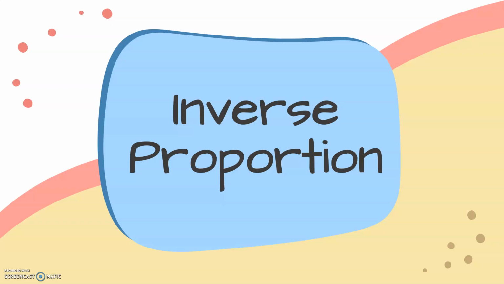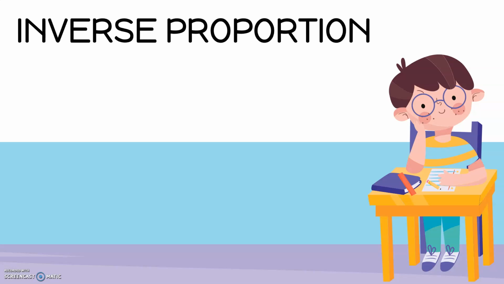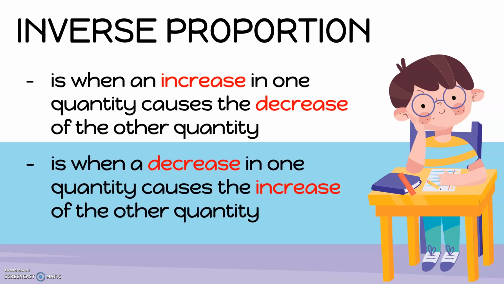But what is an inverse proportion? An inverse proportion is when an increase in one quantity causes the decrease of the other quantity, or when a decrease in one quantity causes the increase of the other quantity. That is why it is called an inverse proportion. Inverse means opposite. So if one quantity increases, the other decreases, or vice versa. The quantities in this kind of proportion affect each other in the opposite way.